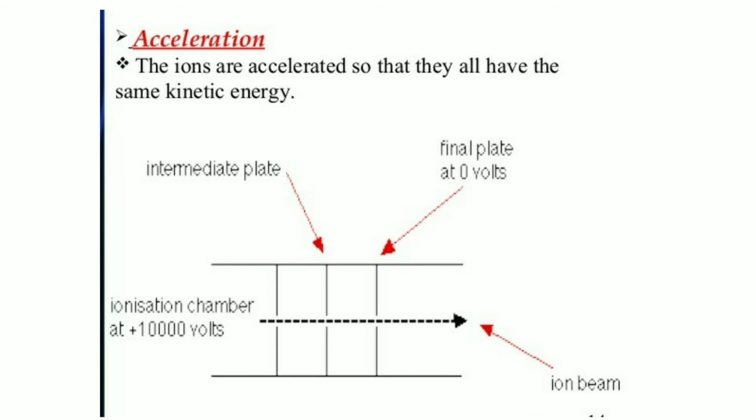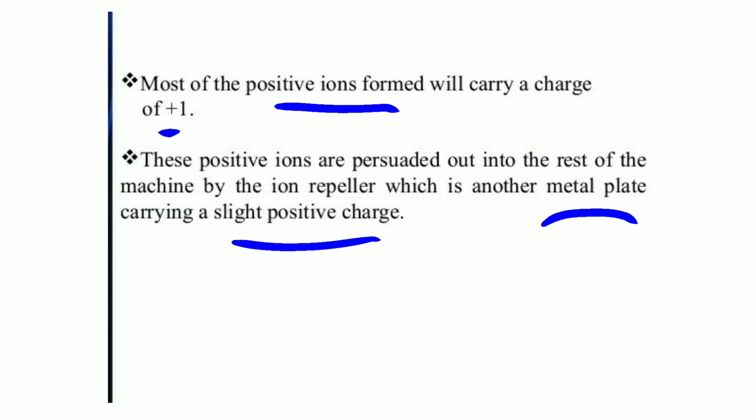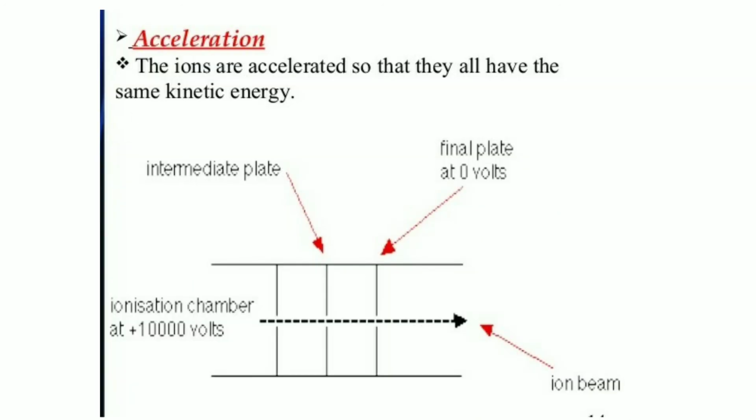Next, after the formation of the positive ions in the ionization process, they are transported to the acceleration stage. Here the ions are accelerated so that they all have the same kinetic energy. This is the ionization chamber at 10,000 volts. This is the ion beam, with the intermediate plate, the final plate, and the starting plate.